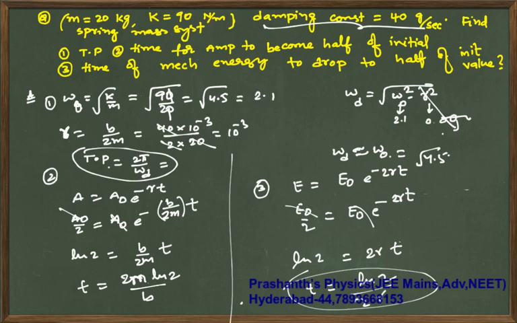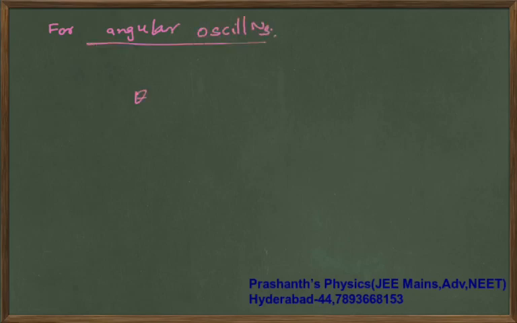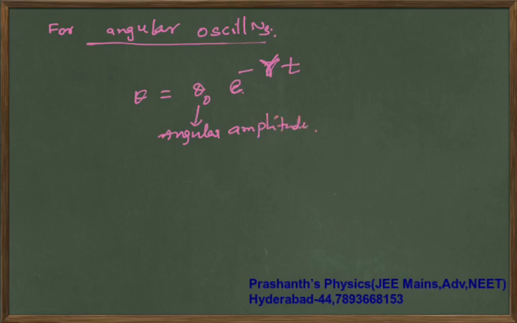And for angular oscillations, in place of A you substitute theta. The equation is similar, everything is the same, except that theta is theta naught times e power minus gamma into t. This is your angular amplitude equation setup.